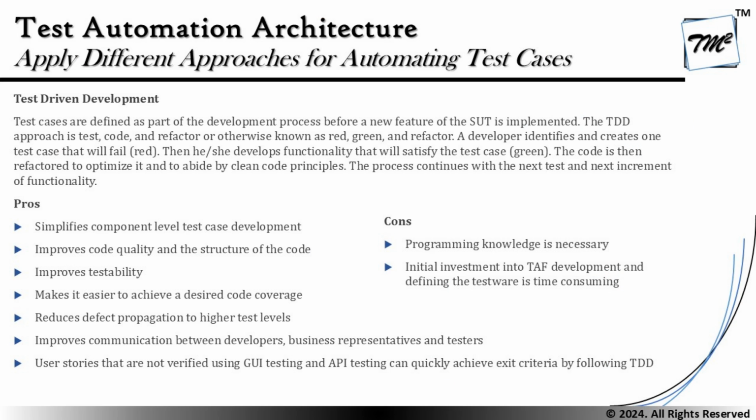And that's where we also say that the component level tests are very concrete, and we spend more time on them when it comes to agile. And from that agile perspective, we had one point here which said that we can improve the communication between the three stakeholders: developers, testers, and business representative, by using TDD. On the other hand, the cons include programming knowledge is mandatory, and initial investment into the TAF is time consuming, which remains the same because now everything is dependent on the way you write it. Let's move on to the next one.